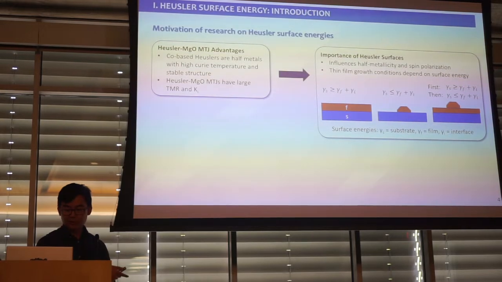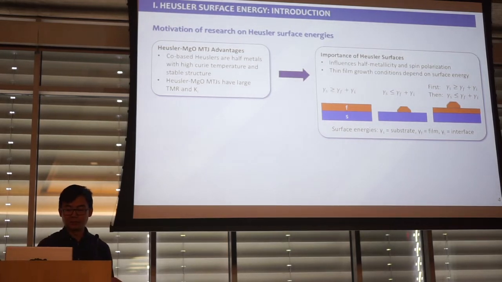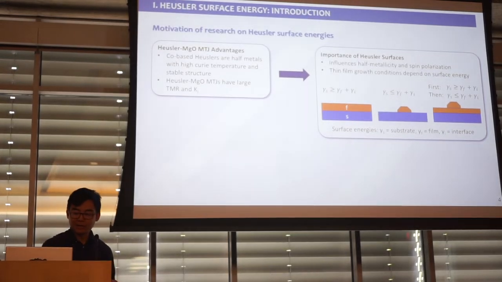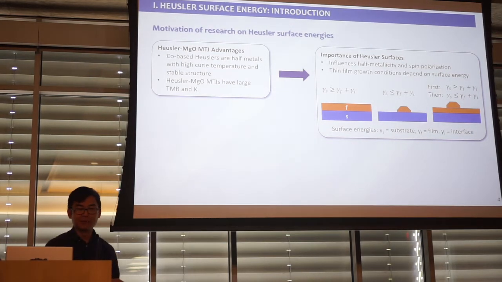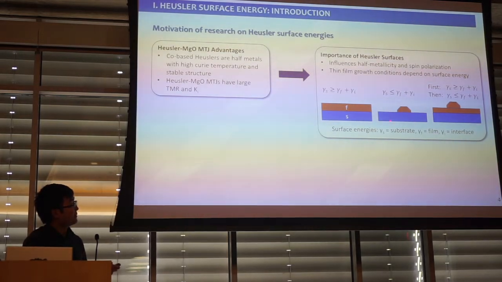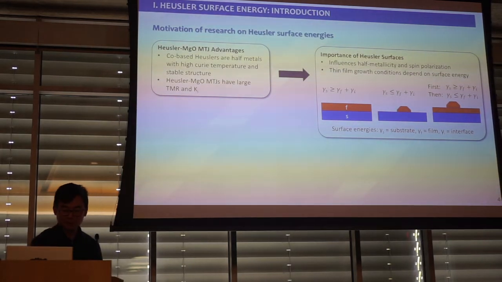The Heusler surface has been shown to influence the half metallicity of the material and also influence the spin polarization of the device. The Heusler surfaces also have an effect on the thin film growth conditions. Depending on the surface energy of the substrate and of the thin film, you can get either very smooth layer by layer growth like this, or you can get different types of island growth like you see there. And that can have a big effect on the performance of your device.